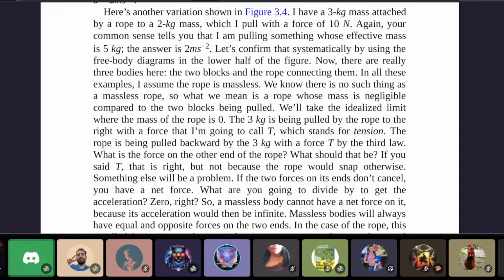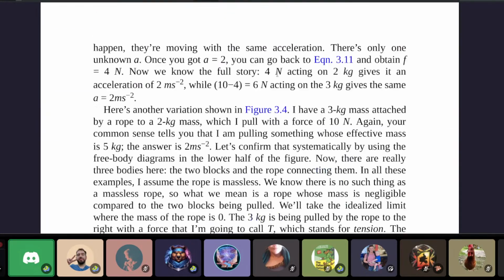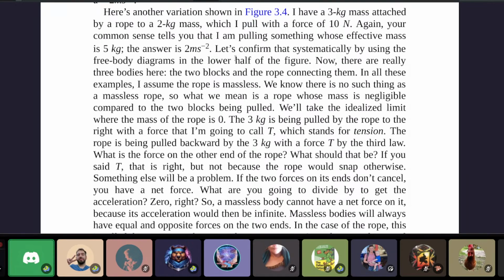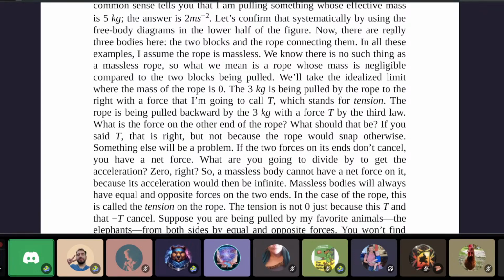Here's another variation shown in figure 3.4. I have a 3 kilogram mass attached by a rope to a 2 kilogram mass, which I pull with a force of 10 newtons. Again, your common sense tells you that I'm pulling something whose effective mass is 5 kilograms. The answer is 2 meters per second squared. Let's confirm that systematically by using the free body diagrams in the lower half of the figure.